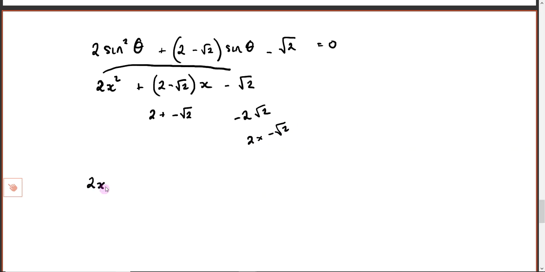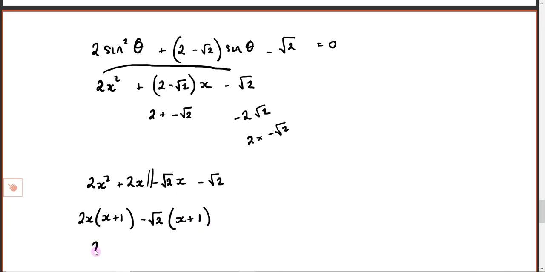So I've got 2x squared plus 2x minus root 2x minus root 2. Split the middle term. So I've got 2x times x plus 1, and here I would have minus root 2 times x plus 1. That gives me 2x minus root 2 and x plus 1. Okay with that? So then we just go back, and I'm pretty sure you're okay with the next stage.